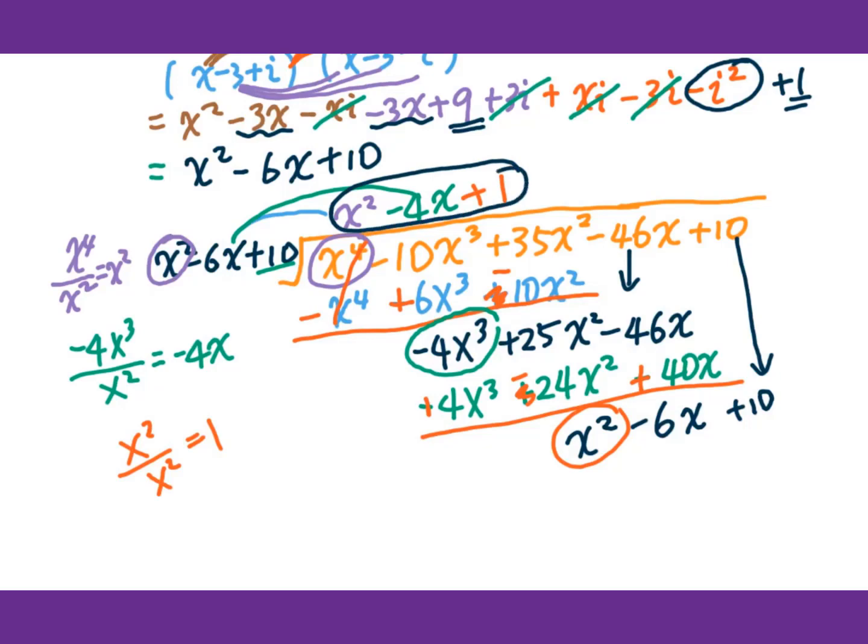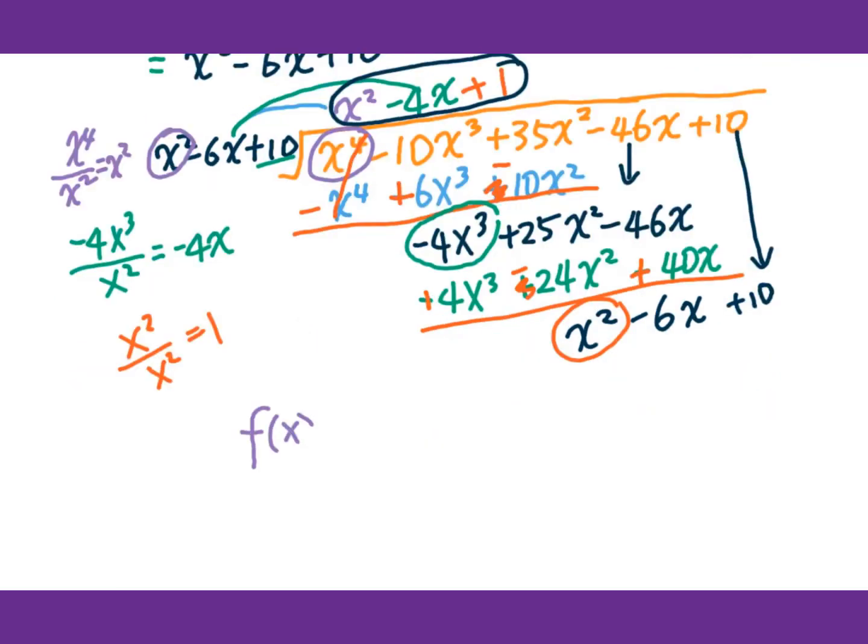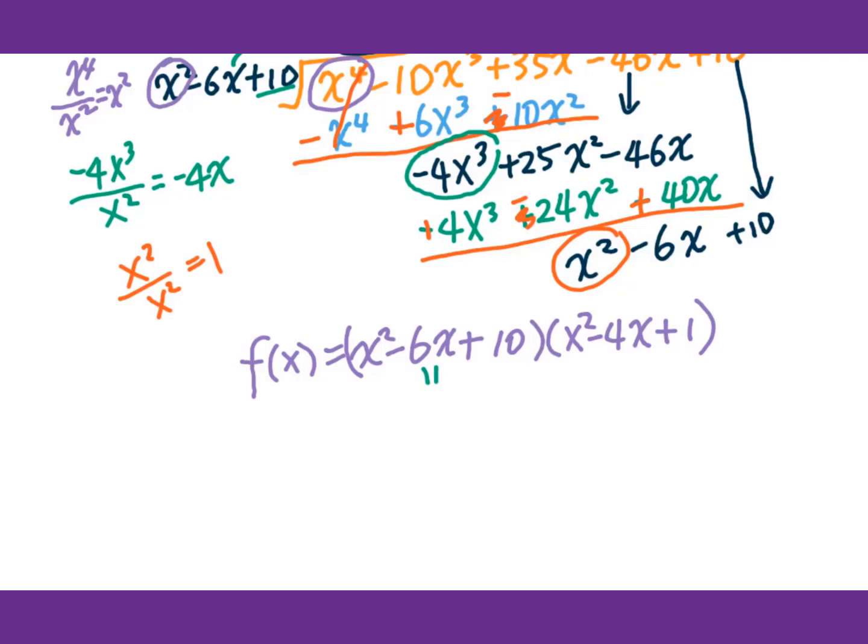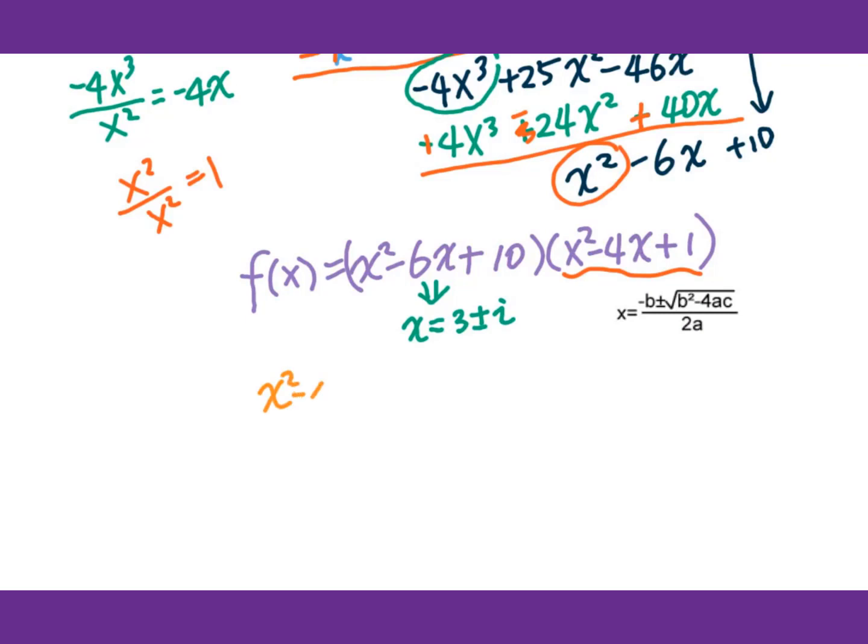This is another factor now. Therefore, f of x equals x squared minus 6x plus 10, then you have x squared minus 4x plus 1. We already got roots from here, x equals 3 plus or minus i. For this quadratic function, since we cannot factor, you have to use the quadratic formula. We set up x squared minus 4x plus 1 equal to 0. A equals 1, B equals negative 4, C equals 1.